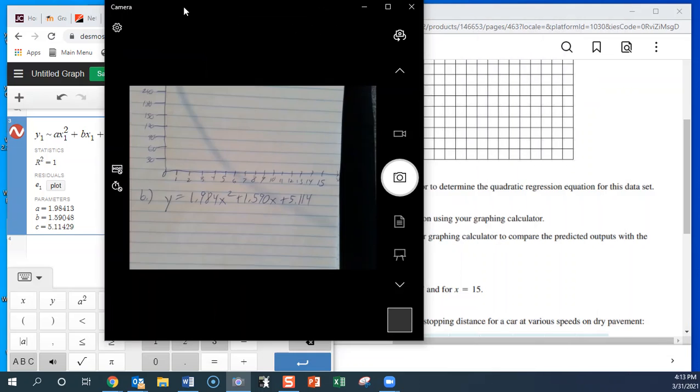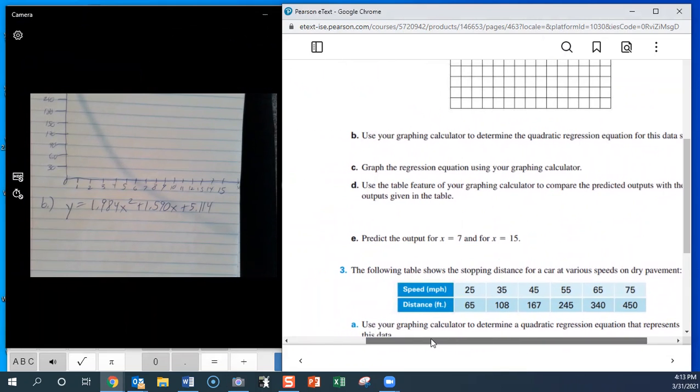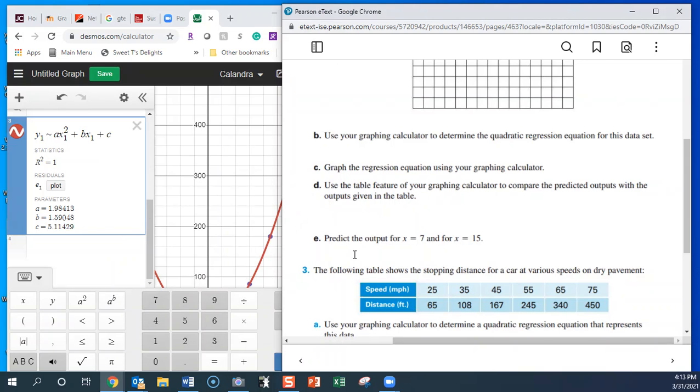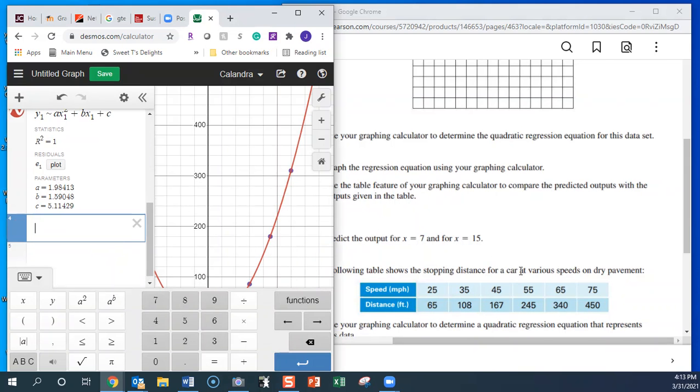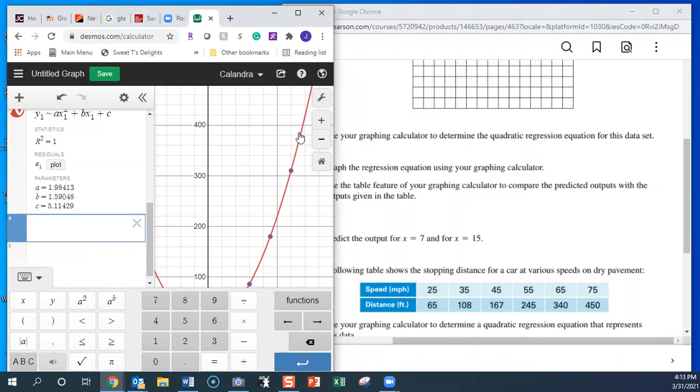Now we're going to go here to C. It says graph the regression equation using your graphing calculator to compare the predicted outputs with the outputs given in the table. All right. So they want us to mainly do calculator action here. They want us to use the graphing calculator to do this regression model.